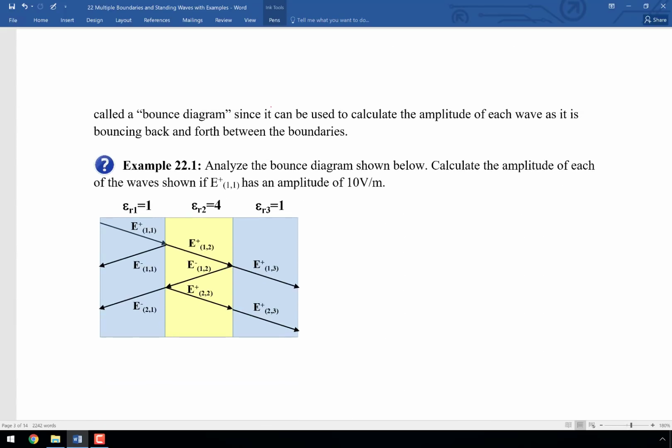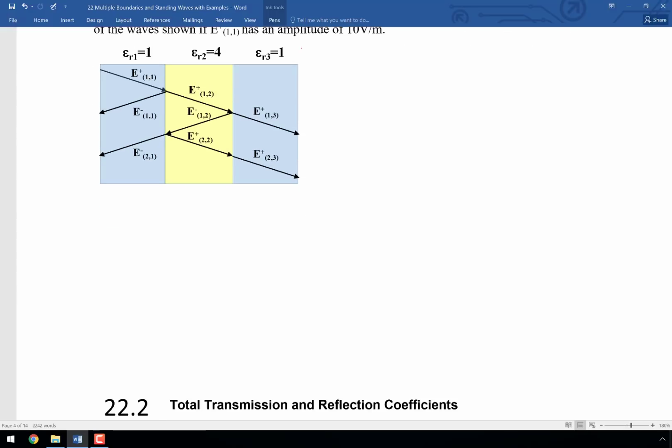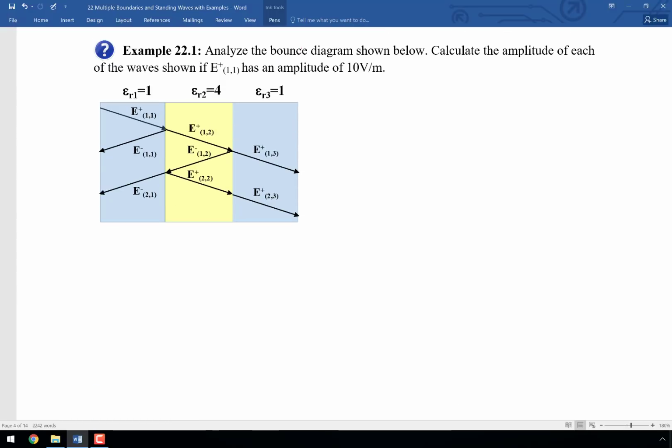So let's consider calculation of each one of those wave amplitudes. I'm going to calculate the gammas and the t's first. So I know that gamma sub 1 plus is equal to, from the region that I'm in, which is the square root of 1, minus the region that I'm going to, which is the square root of 4, divided by the sum, and that gives me negative 0.333.